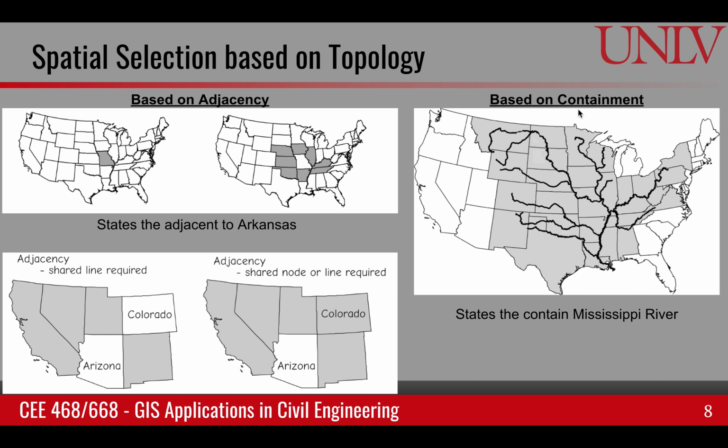Finally, the topological selection criteria can be a containment. Find all the states that contain Mississippi River. So Mississippi River is a polyline type feature, but the output of this selection will be all the states that have part of the Mississippi River basin. And that way we can apply a spatial selection criteria based upon topology.